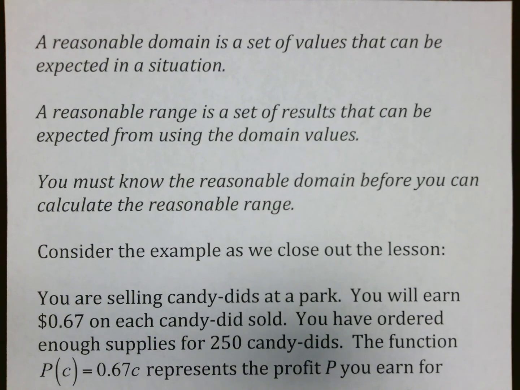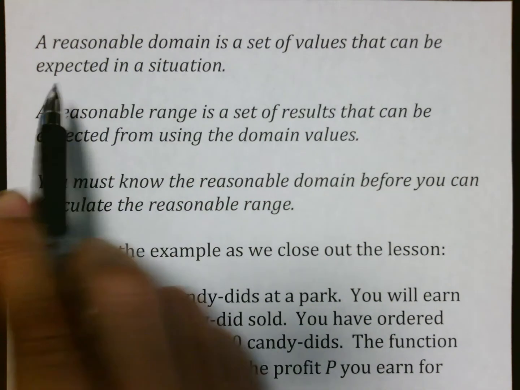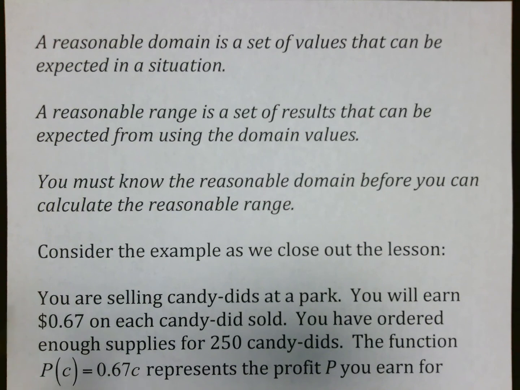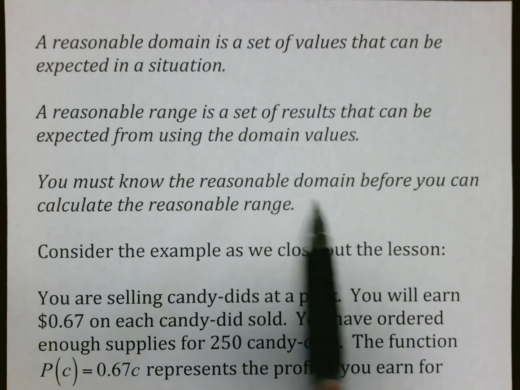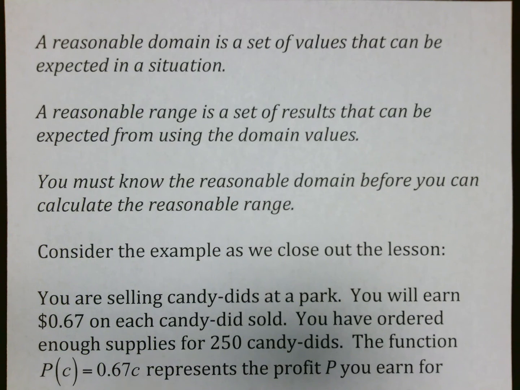So the most important thing for you to find is the reasonable domain. Once you have your reasonable domain, that will give you your reasonable range, because remember, domain plugs in to give you your range, or your domain is your x. So once you know what values of x you can plug in, you can find out the values of y you can use. Alright, so again, you must know the reasonable domain before you can calculate the reasonable range.